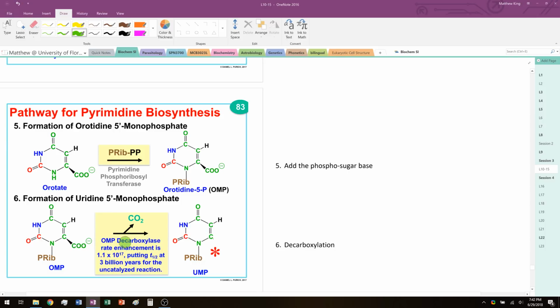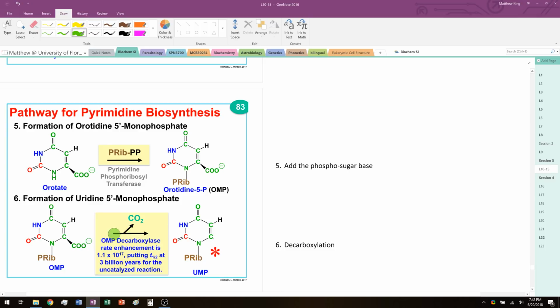OMP, I would definitely know the name of this enzyme because it's in the yellow box. OMP decarboxylase, because this is OMP. Really, you just need to recognize that it has decarboxylase on there, because most of the time enzymes are named in a way that helps you remember what it does. So it's taking OMP and it's doing a decarboxylation.